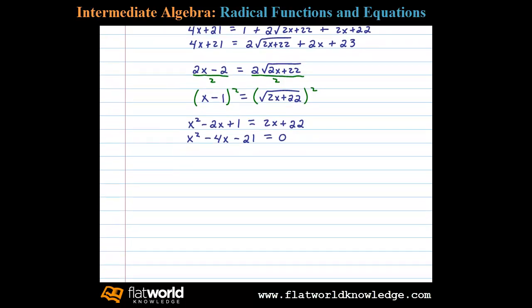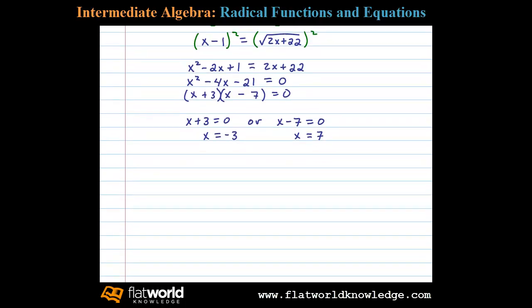Now at this point we can factor. So factoring this quadratic, x and x, 3 times 7 is 21, and if we make the 7 negative and the 3 positive, we'll have a negative 7x and a 3x that add up to negative 4x, and also positive 3 times negative 7 is negative 21. So it factors, and then we can set each factor equal to 0. So either x plus 3 equals 0 or x minus 7 equals 0. So my two possible solutions are negative 3 or 7.